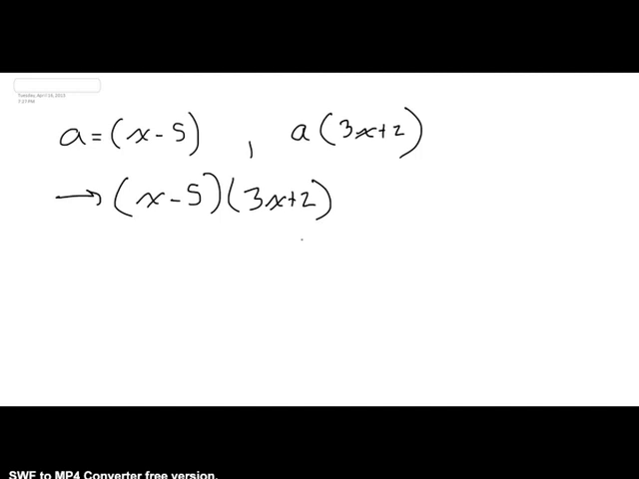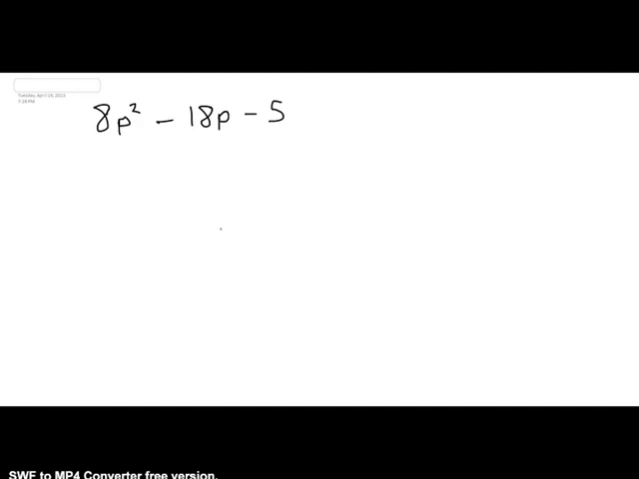So I'm going to do another example with you here, and we're going to try doing this without the let statement. We're going to look for the pattern that happens. So let's start us off. First thing we're doing is I'm looking for two numbers. They're going to add to make negative 18, and they're going to multiply to make 8 times negative 5, which is negative 40. Okay, so two numbers that multiply to make negative 40 and add to make negative 18.